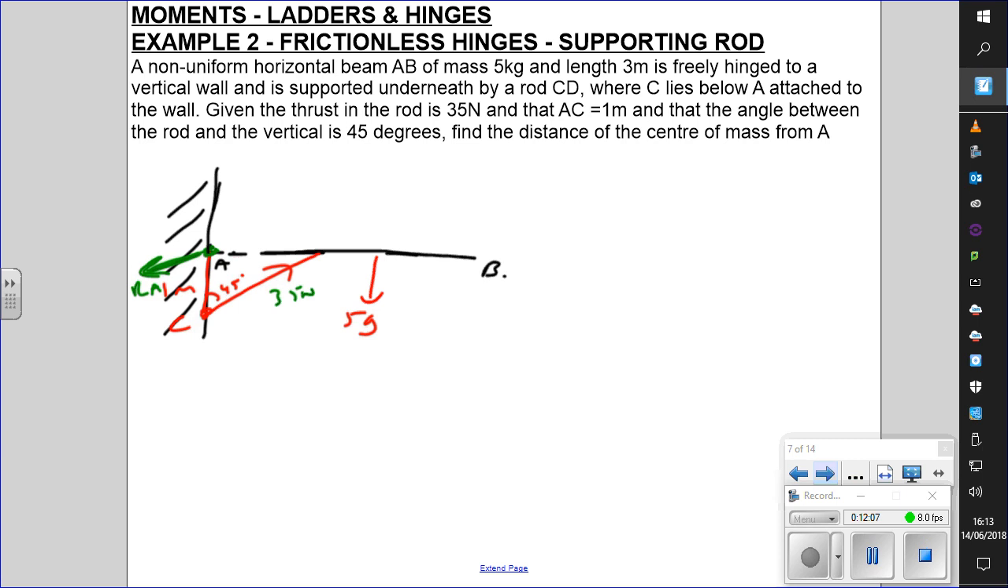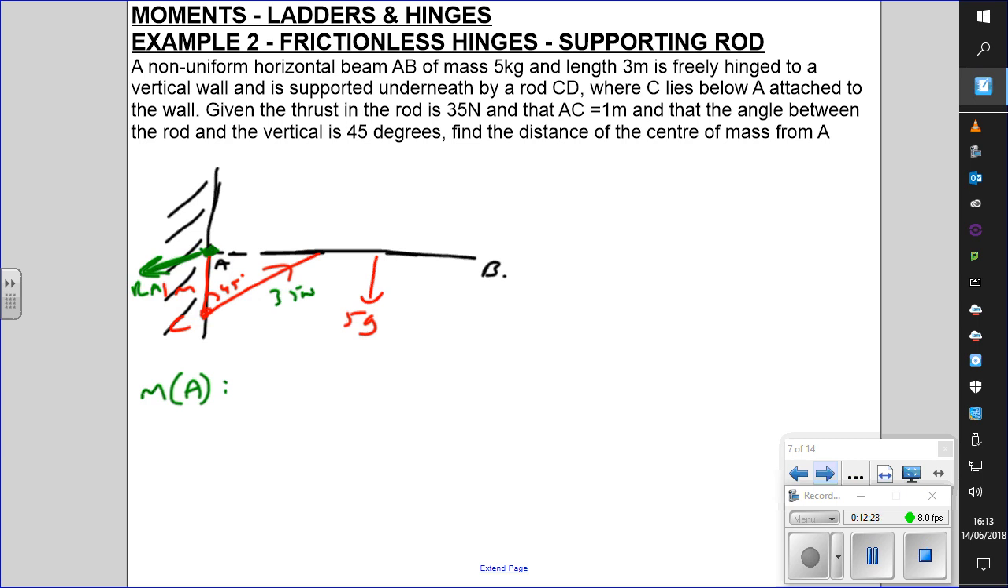Right, cool. So same again. It says find the distance of the center of mass. The method's always the same. You're going to take moments around the pivot, and then you're going to resolve probably. Okay? Always the same when it comes to hinge problems. So moments around A, that knocks out that RA, so I don't even need to think about that.